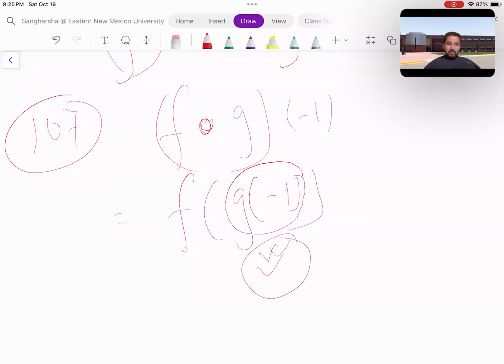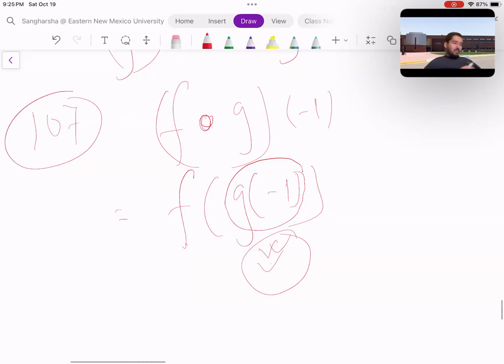So we did 107. Okay, 109. Let's see what I have here. In 109, yeah, it's a composite, same thing with a different number, like instead of negative 1, you have positive 9. So you can do that 109. 111. Let's see what we have here. You are asked to find f composite g, g composite f. Yeah, I think I'm going to skip this one too.